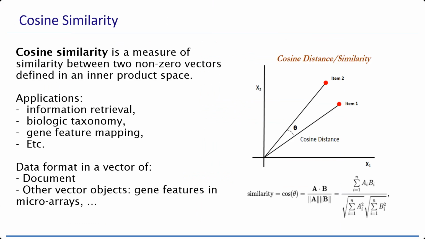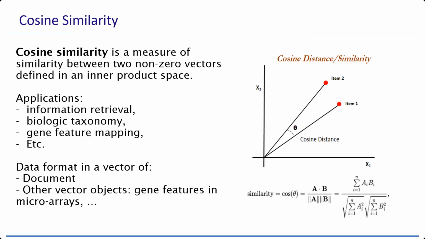Cosine similarity. So after Chuseok, we will do again this cosine similarity, but let me just explain a little bit about the cosine similarity. So cosine similarity is a measure of similarity between two non-zero vectors defined in an inner product space. Non-zero vector means if we have a vector, then the value should not be zero. If the value is zero, then we cannot have the cosine similarity.